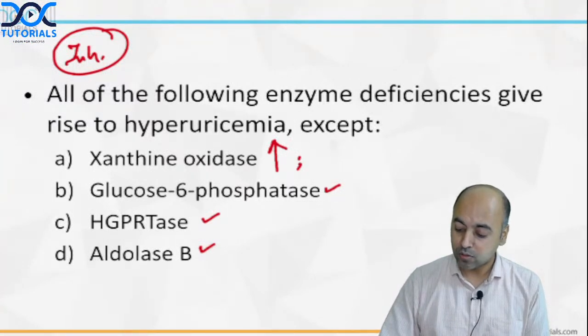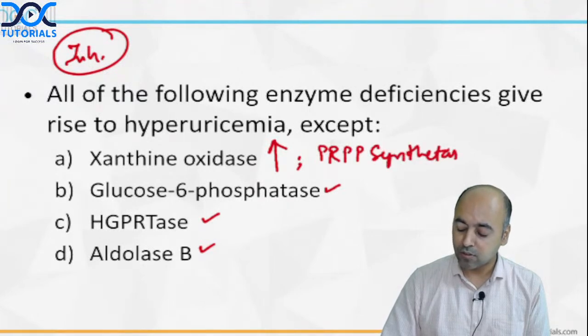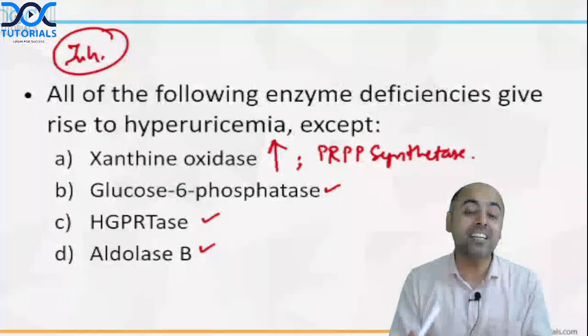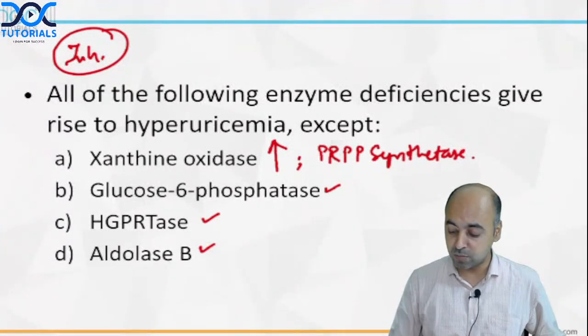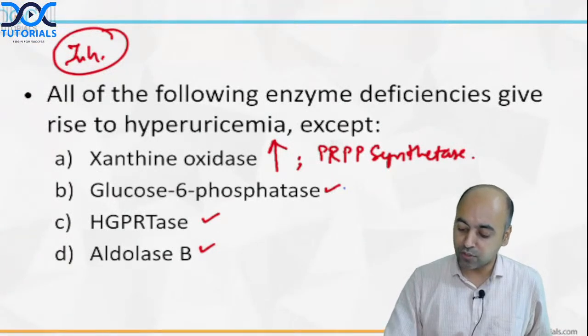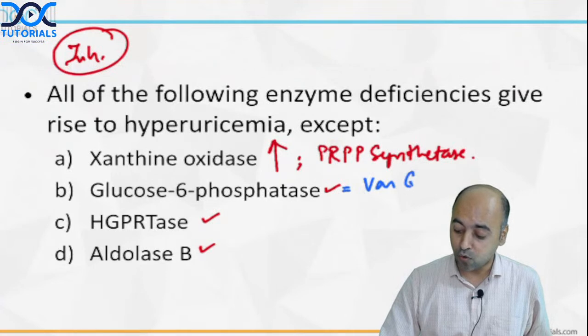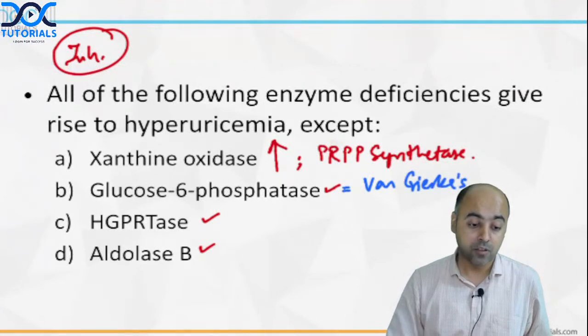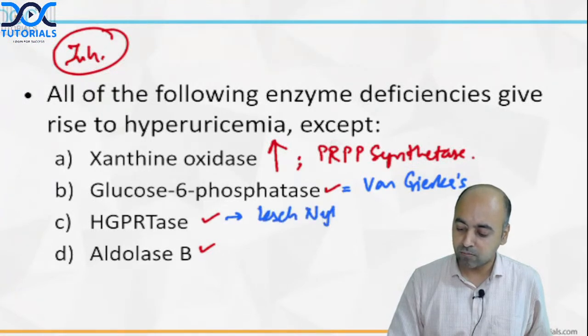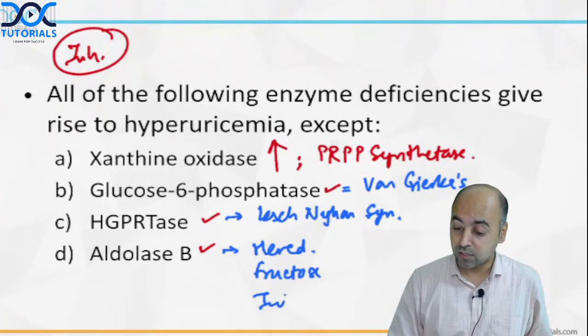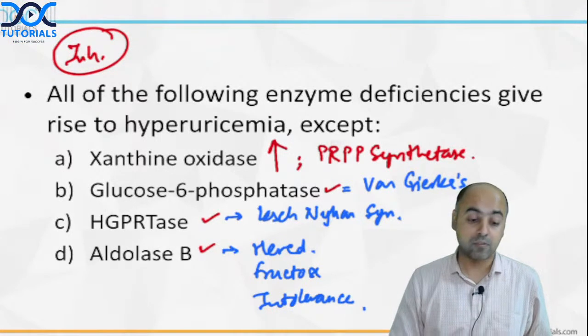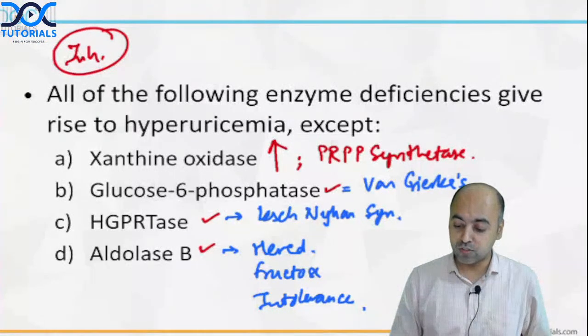Also the PRPP synthetase, when it is increased it will cause the hyperuricemia. I'm sure you know the relevant diseases. Glucose 6 phosphatase deficiency is the von Gierke's disease. The AGPRTase deficiency is the Lesch-Nyhan syndrome, whereas aldolase B deficiency is the hereditary fructose intolerance. Right? It is the hereditary fructose intolerance.